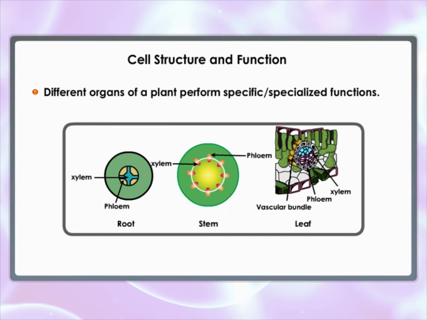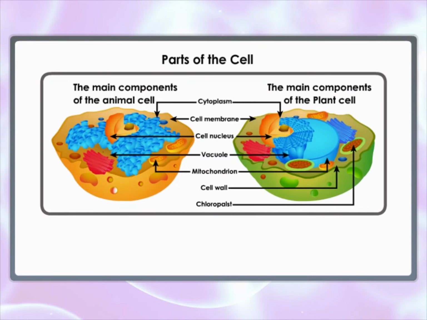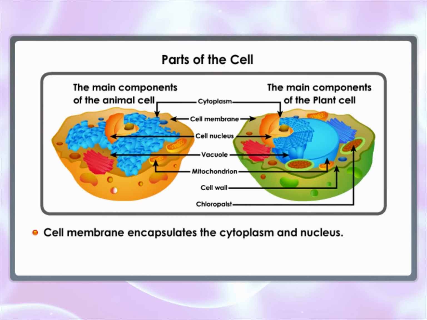Each organ is further made up of smaller parts called tissues. A tissue is a group of similar cells performing a specific function. The basic components of a cell are cell membrane, cytoplasm, and nucleus. The cytoplasm and nucleus are enclosed within the cell membrane, also called the plasma membrane. The membrane separates cells from one another and also the cell from the surrounding medium.